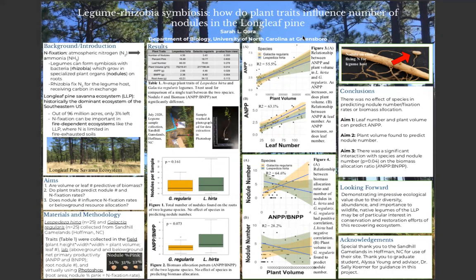So first, what is nitrogen fixation? Nitrogen fixation is when a plant takes atmospheric nitrogen that it can't use and converts it to a usable form, ammonia, where it can use it.